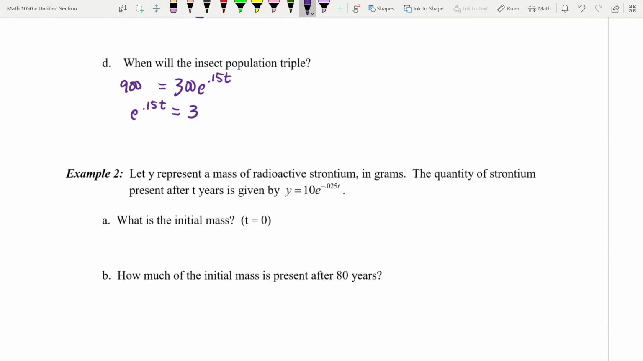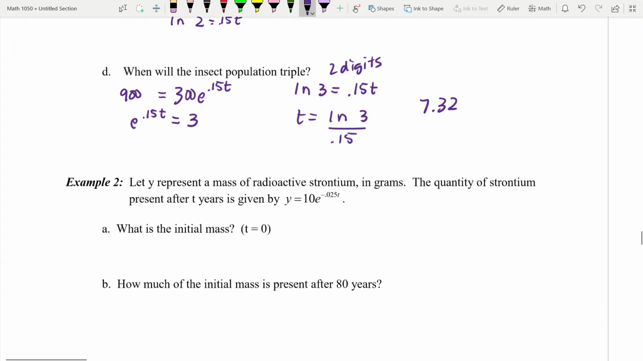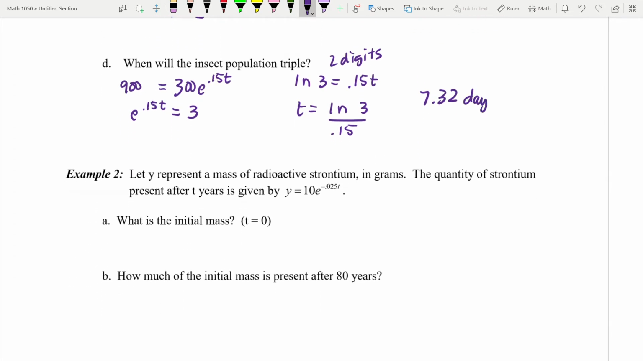Now I'm stuck, so I convert it. So it's log base e of 3, that's ln 3, is equal to 0.15 t. To solve for t, divide, so it's ln 3 divided by 0.15. Grab your calculator. Everybody go ln 3, close it off, divided by 0.15, hit enter. Let's go 2 digits again, the directions will tell you. So it'd be 7.32, and this is all in days. Make sure you label it.